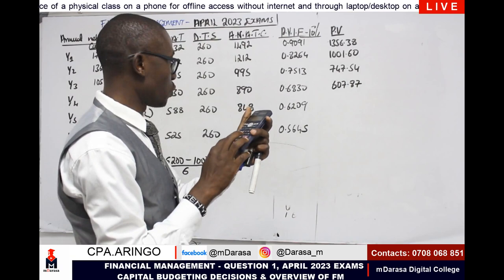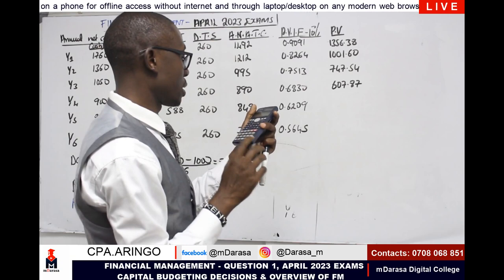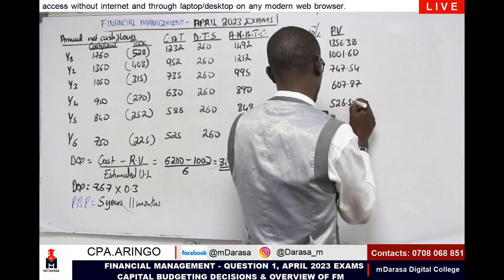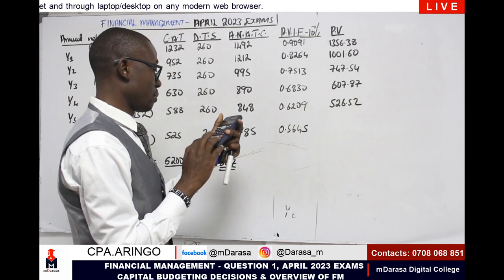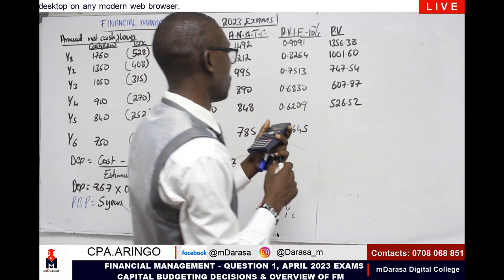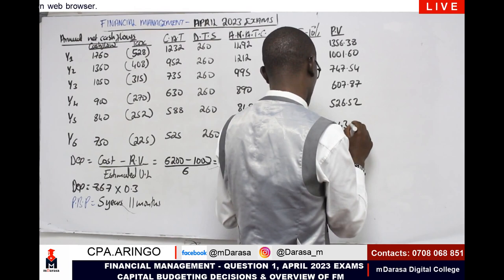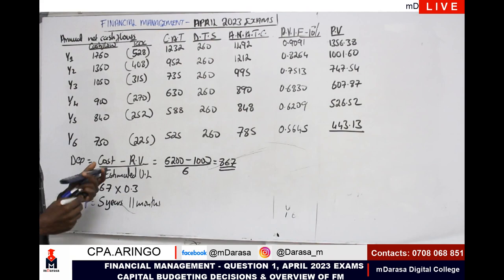That should be 848 by 0.6209. This case should give us 526.52. Then lastly, talk about 785 times 0.5645. This should give us a figure of 443.13. So what is the total before we deduct our initial cost?